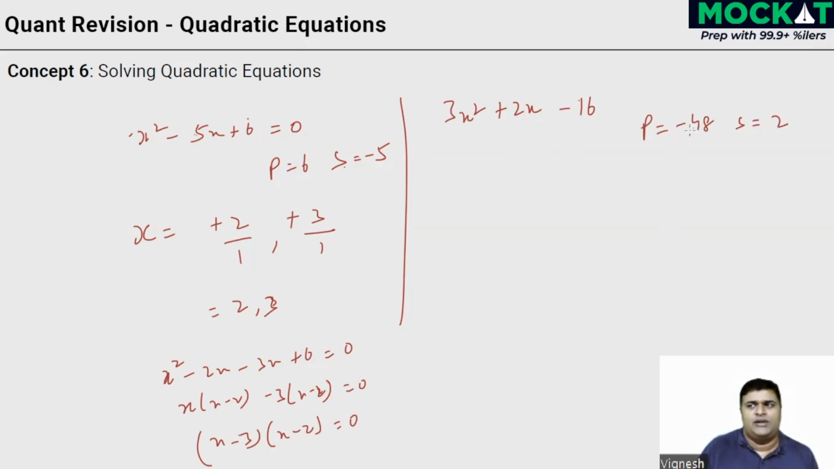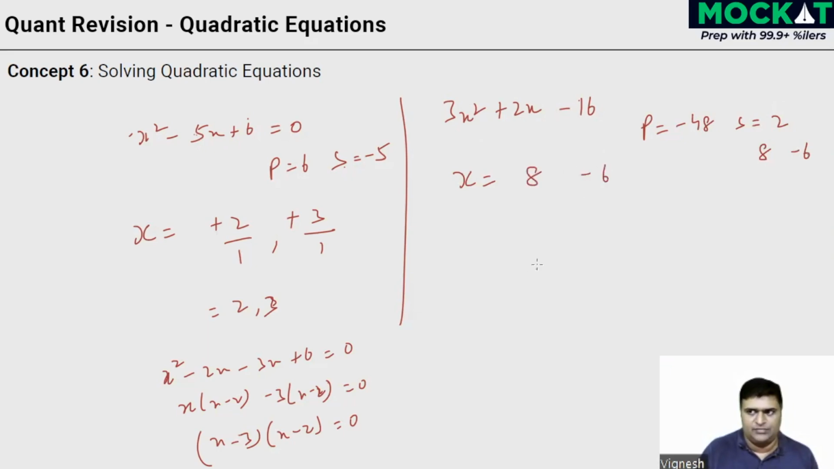What is going to give me 48? 8 into 6, difference is 2, makes sense. So my x values are going to be, for the sum to be 2, 8 and minus 6, right? These two add up to 2. 8 and minus 6 get multiplied to get minus 48, works out. So first write 8 and minus 6.